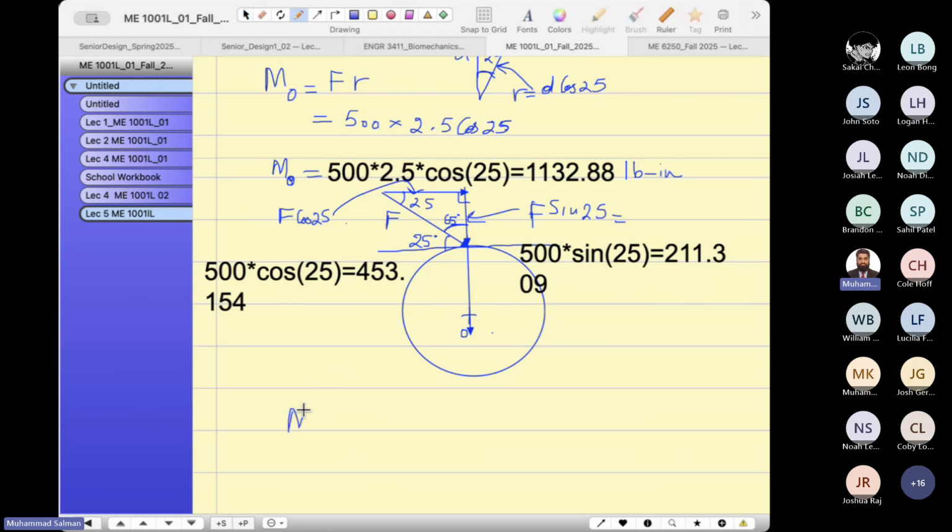The moment about point O using the Fy. Let's use the Fy first. What is the moment arm for this Fy? Please type in the chat box. I want to know what is the R value for this component.